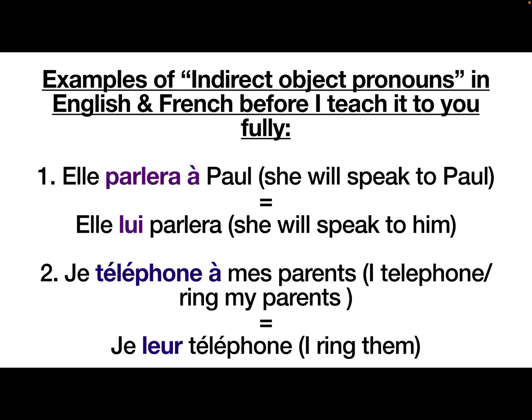Je téléphone à mes parents. I ring my parents. Téléphoner à plus mes parents. So à mes parents. I ring my parents, I ring them. But really the French are saying to them, because they're using the preposition à. So to them in French is leur. Je leur téléphone. Okay, the more I go through this, the easier it will become.